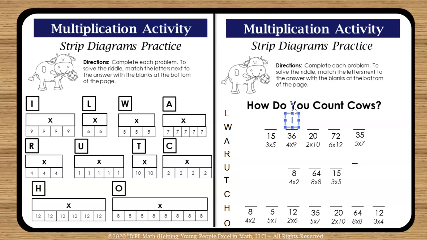Now, what is good about this? This is called a self-checking activity, where as they're solving it, if the words don't make sense, now, how do you count cows? The answer, it's not like a straight out answer, but as students are solving it, they'll know if they messed up or if they didn't get a letter correctly.